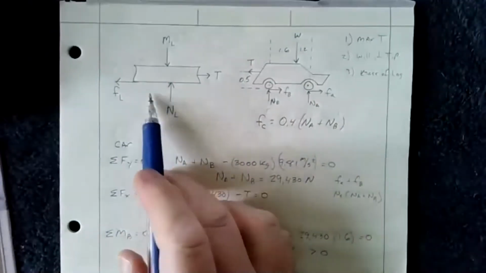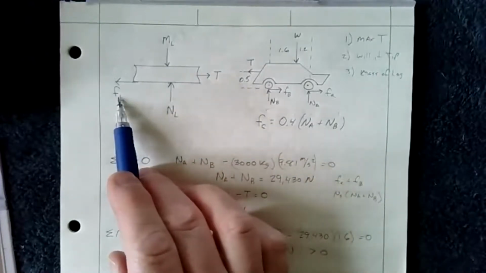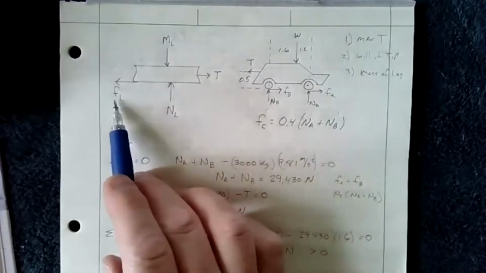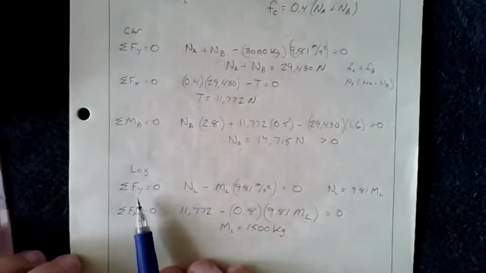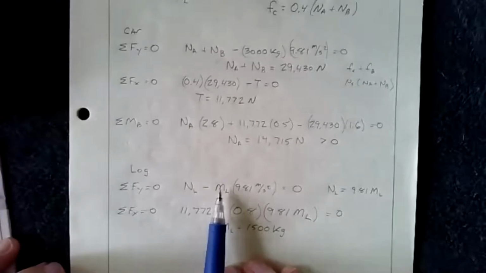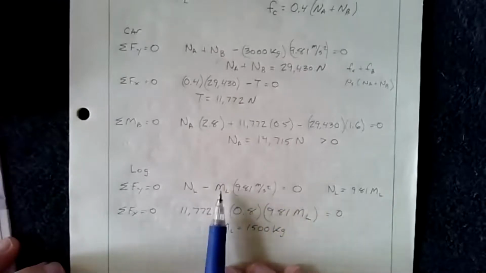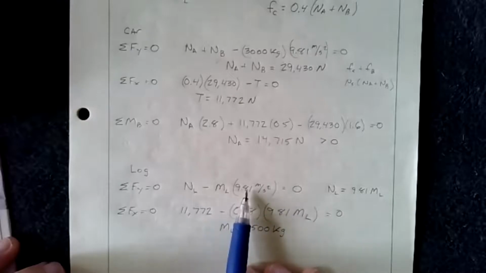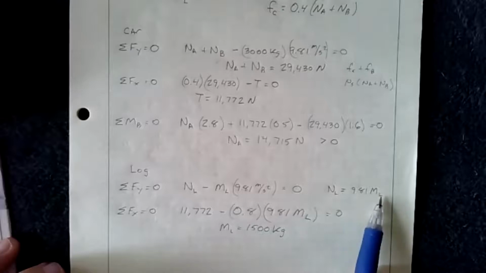And so we go back to this up here, we see that we know that tension is, we're just going to basically set tension equal to this and solve. So we know that if we sum the forces in the y, the normal force of the log is going to be equal to the mass of the log times gravity, since the sum is 0.